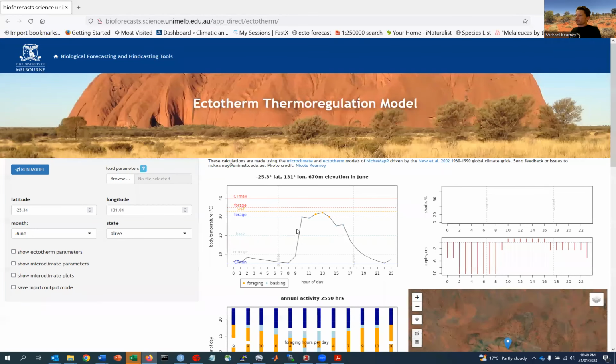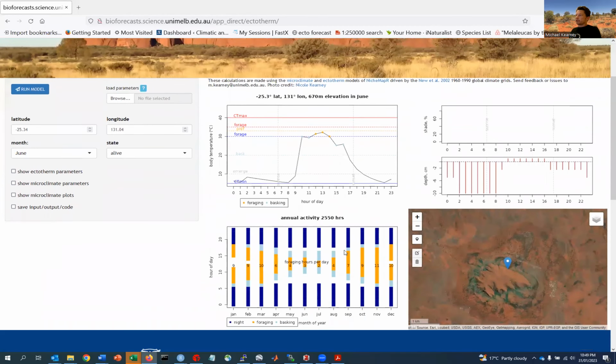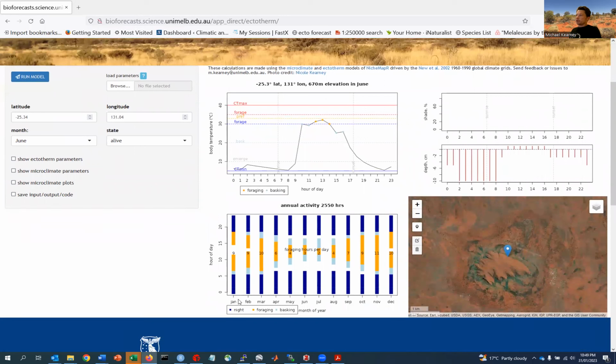Now, all this information about activity is collated in this plot here, which is showing on the x-axis the month of the year, and on the y-axis the hour of the day. It's showing nighttime hours in dark blue, foraging hours in gold, and basking hours in light blue. So we're currently looking at June. Here you can see it's nighttime, going up until the sunrise here, and so it's not active for that reason.